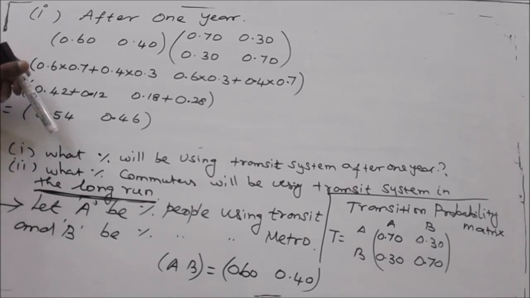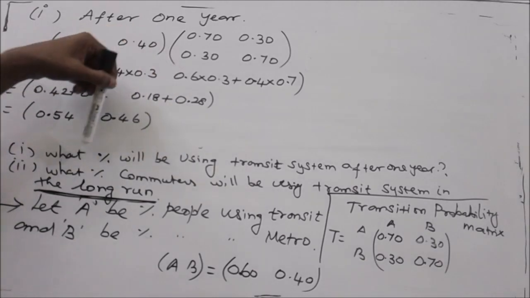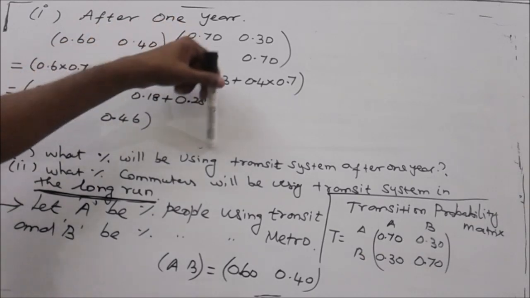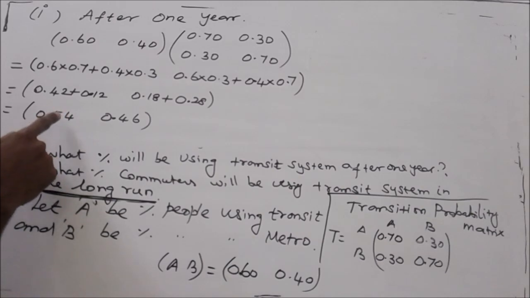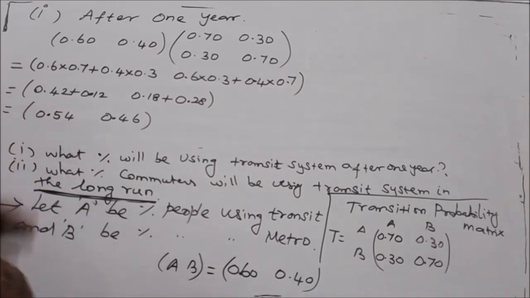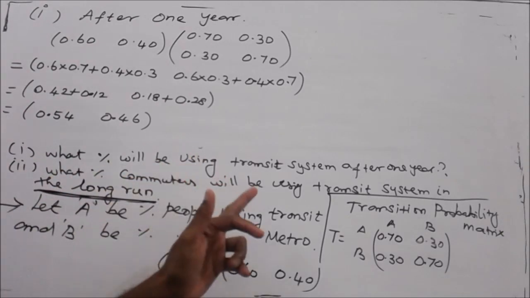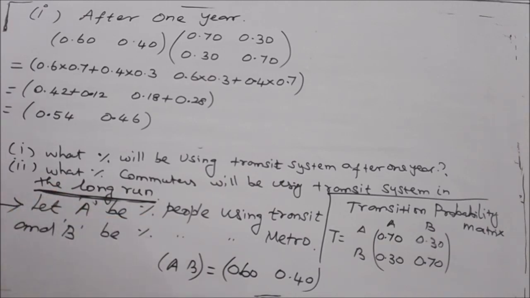So the question is, first subdivision, what percentage of the commuters will be using transit system after 1 year? Now we have assumed A is the people using transit system. So A implies 0.54, that is 54%. Therefore after a year, 54% of the commuters will use the transit system. Then the second subdivision, what percent of the commuters will be using the transit system in the long run? That means when the equilibrium is reached, what percent of the commuters will use the transit system?